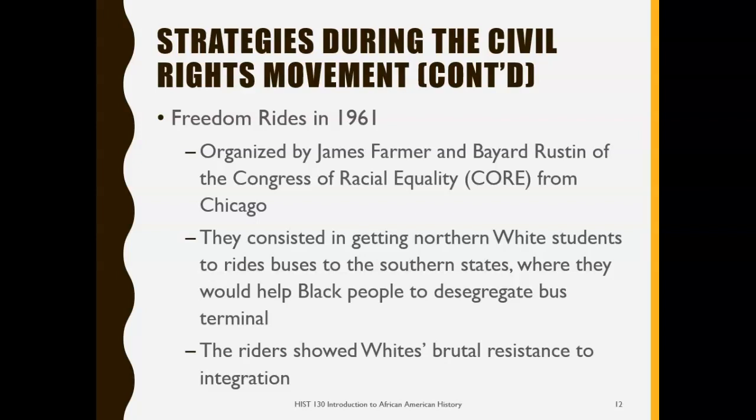And the rides consisted in getting northern white students to ride buses to the southern states. And in this case, they would help black people in the South to desegregate bus terminals in the South. But many riders were brutalized by white people in the South, and that also shows the brutality of the resistance of the white people in the South.